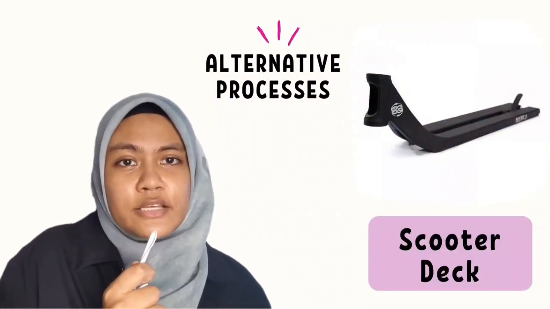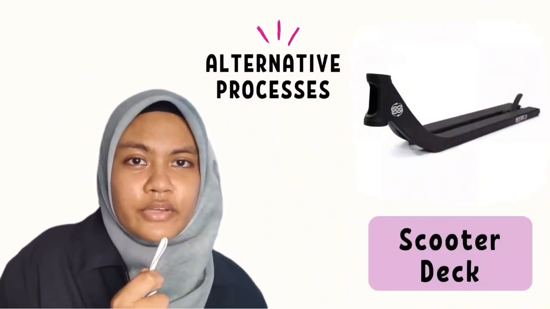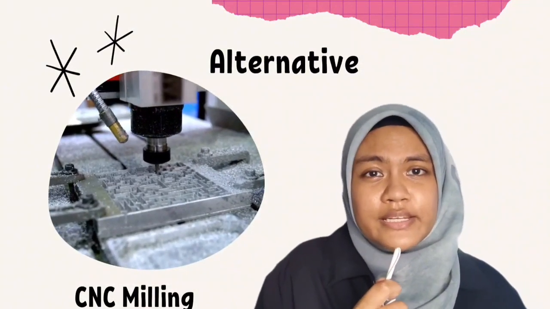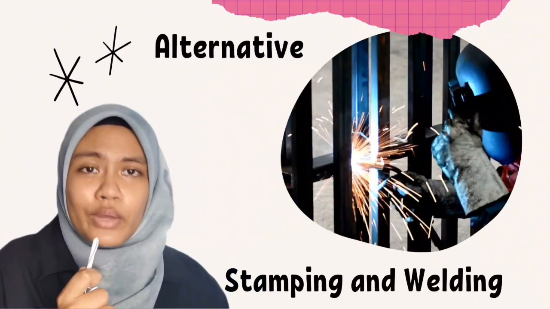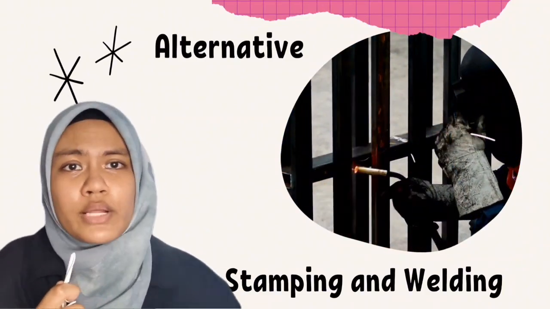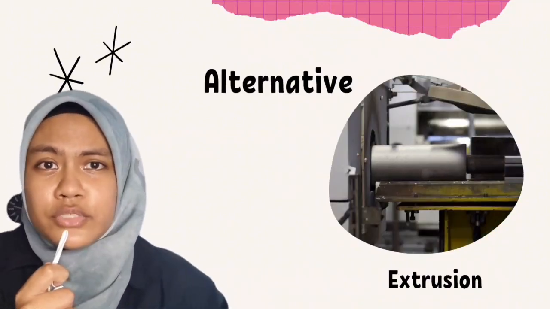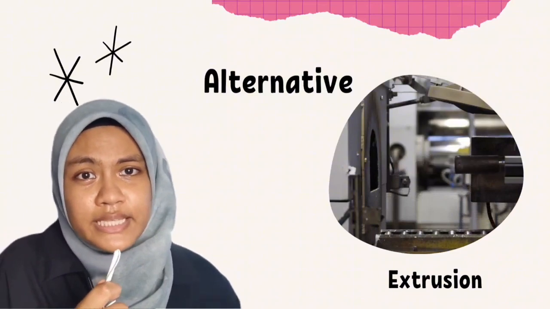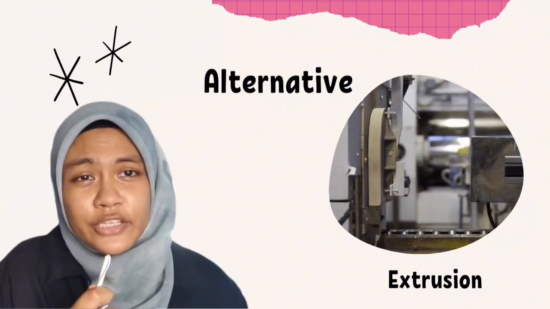Part number 6 is the scooter deck. The first alternative you can use is CNC milling, especially for aluminum precision decks. And then the second alternative is by using stamping and welding. The form is created by stamping sheet metal, and then the strength is added by welding. The third alternative you can use is extrusion, especially for aluminum decks. Next, CNC machining for fine details and length trimming.